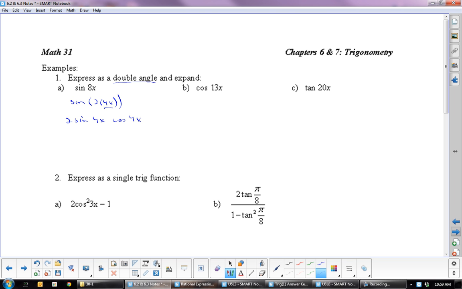So this just gets put down below. Now how would you write cos 13x as a double? Well, that would just be cos 2 times 13x over 2.